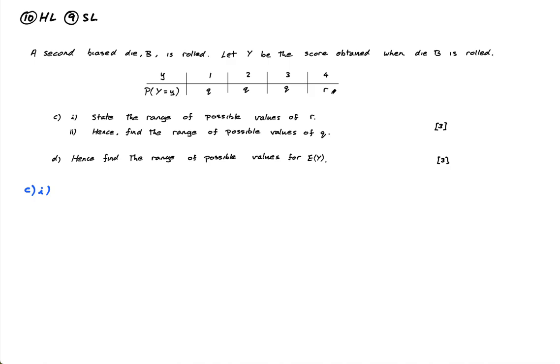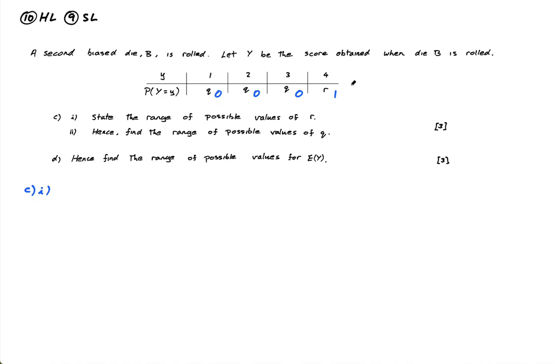Can this guy range from 0 to 1? Well, yeah, he can, because there's only one R value here. So you could have a situation where Q is 0. The die is so biased that it'll never land on a 1, it'll never land on a 2, it'll never land on a 3. It'll always land on a 4. So that means that the highest value R could be is 1. It can't be any higher than 1 because it's a probability.